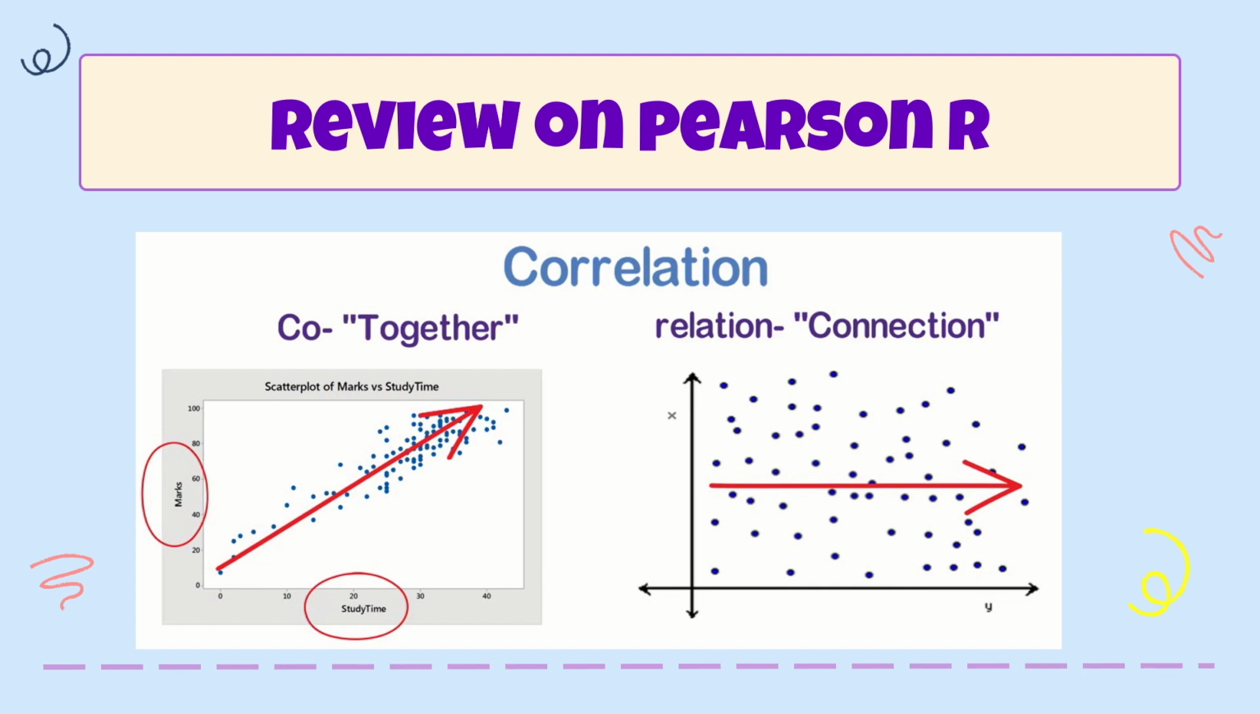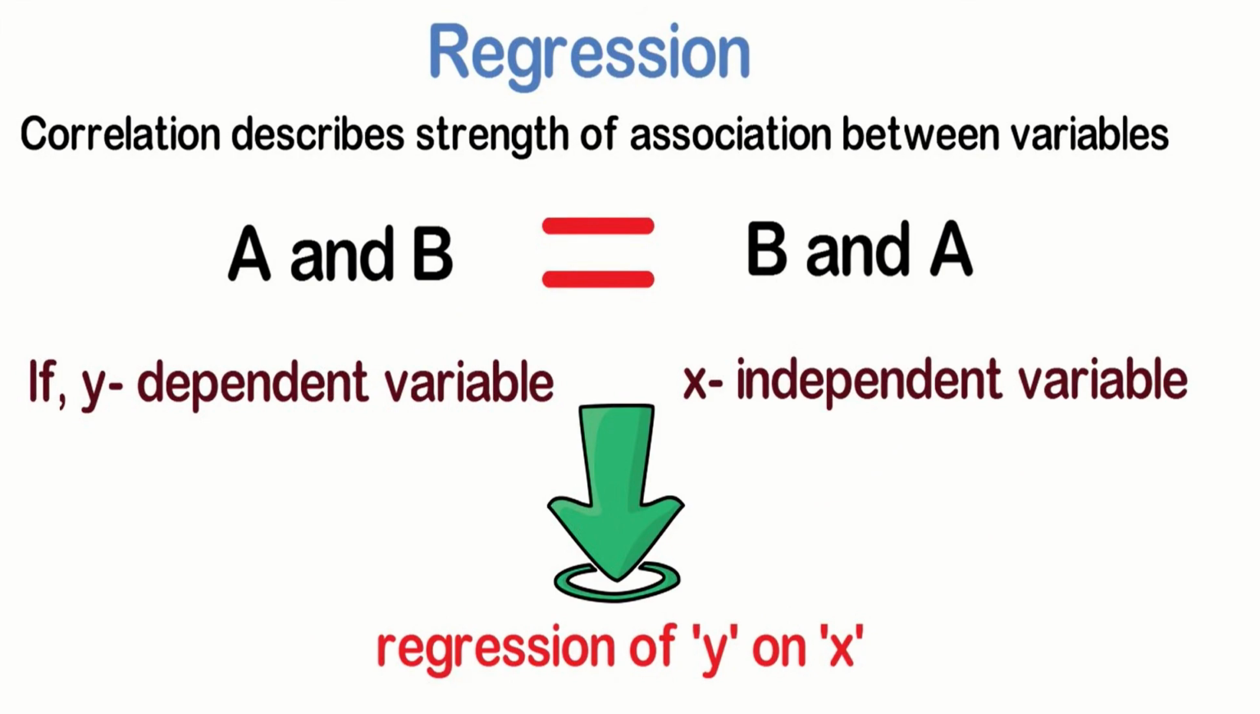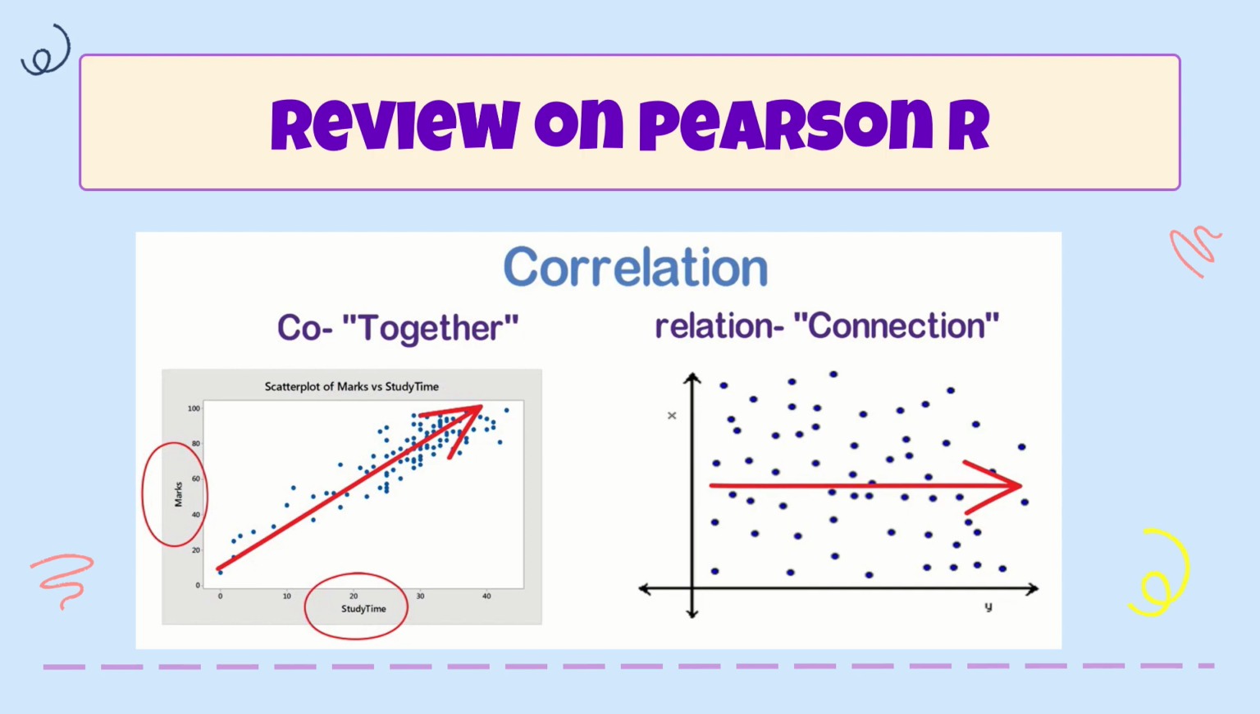The independent variable can affect the dependent variable, and we can predict later on. Correlation describes the strength of association between variables A and B, or B and A. This time we denote Y as the dependent variable, something that can be affected by the independent variable, which is X. Take note. Therefore, regression analysis can be used.